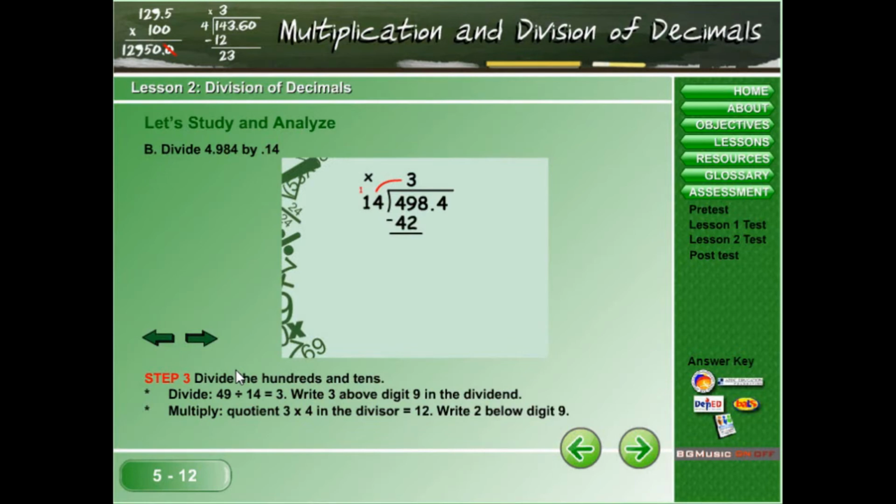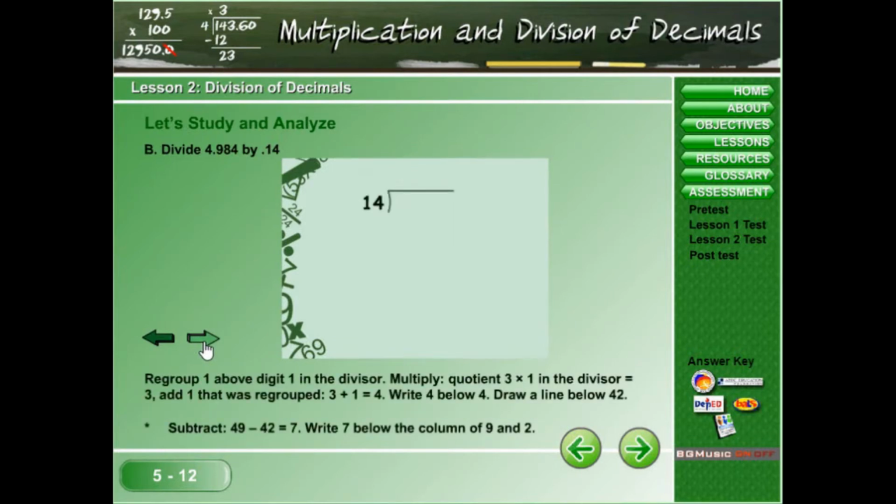Multiply. Quotient 3 times 4 in the divisor equals 12. Write 2 below digit 9. Regroup 1 above digit 1 in the divisor. Multiply. Quotient 3 times 1 in the divisor equals 3. Add 1 that was regrouped. 3 plus 1 equals 4. Write 4 below 4. Draw a line below 42.